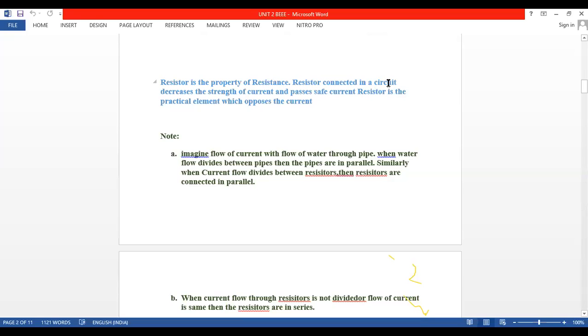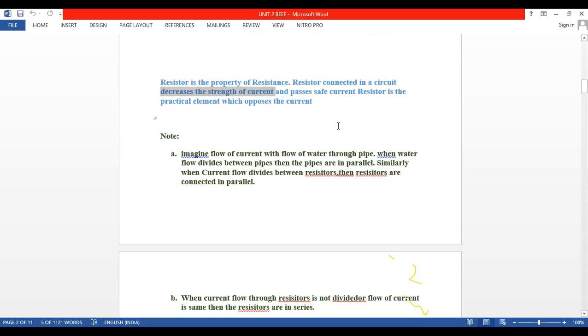A resistor connected in a circuit, what will it do? Anyone read this out. Decrease the strength of current, yes. You have to remember this. Many people say resistance opposes the current. Okay, resistance will oppose the current, but which element practically will oppose? It is the resistor. Resistor is a practical element which opposes the current and decreases the strength of the current.